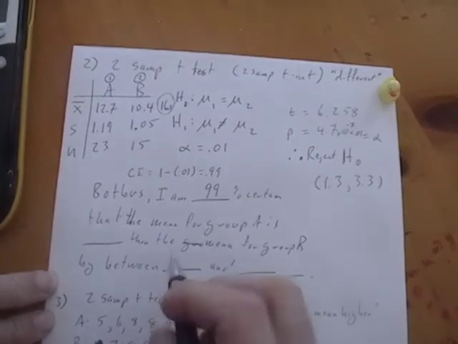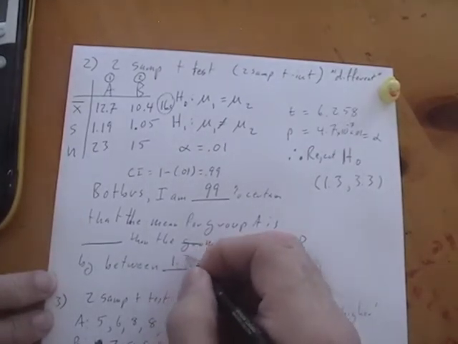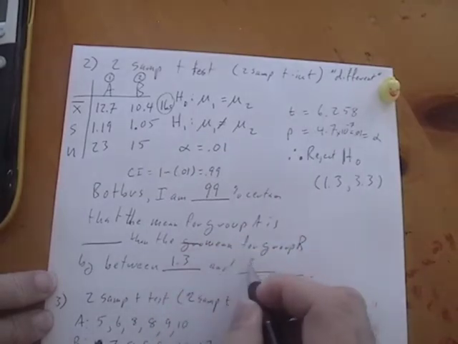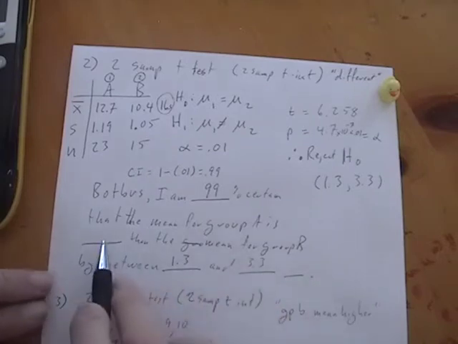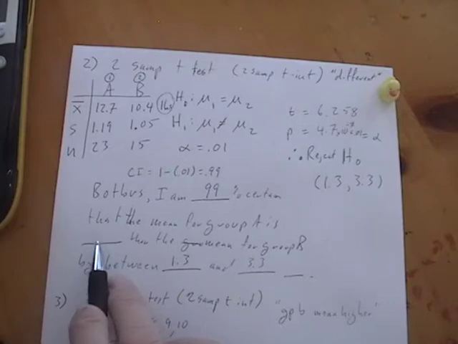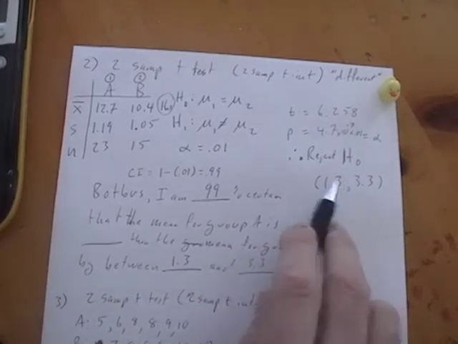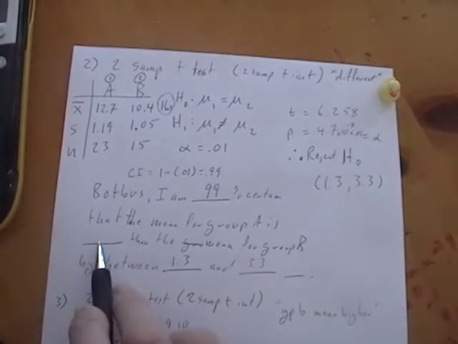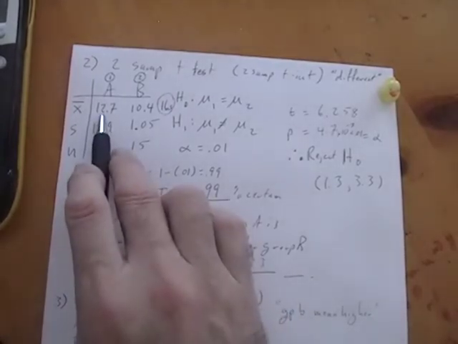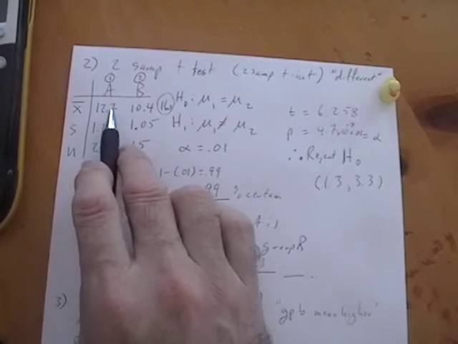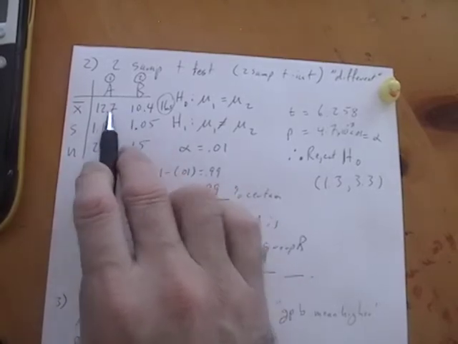So those numbers go here, 1.3 and 3.3. Here is going to be the word, either the word higher or lower. And that's going to depend on whether this is positive or negative. But perhaps the simplest way to decide whether you should write higher or lower is to take a look. Is the mean here higher or lower than the mean here?